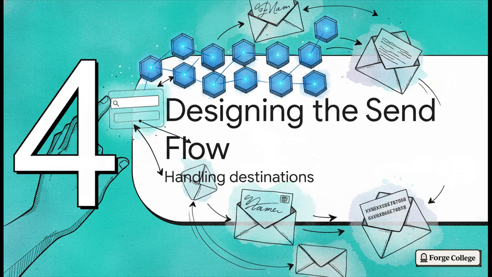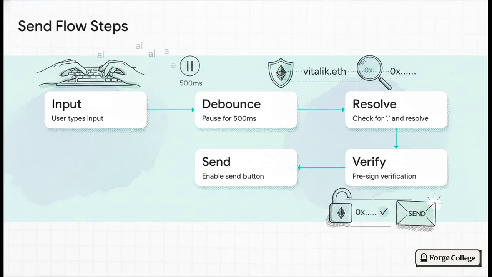Section 4, designing the send flow. Displaying names is awesome, but acting on them is where the real utility lies. Here's the exact sequence for a smooth send form experience that gracefully accepts both free text and raw addresses. Step 1, the user types their input. Step 2, we wait 500 milliseconds after the typing stops. This is a technique called debouncing. You know, if we fired a network request for the letter A, then AL, then ALI, oh man, we'd completely spam our RPC provider. Step 3, we check if the input contains a dot, implying it's an ENS name, and we resolve it. Step 4 is our pre-signed verification. And finally, step 5, we go ahead and enable the send button.